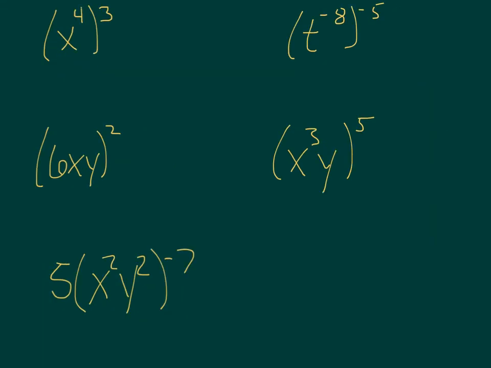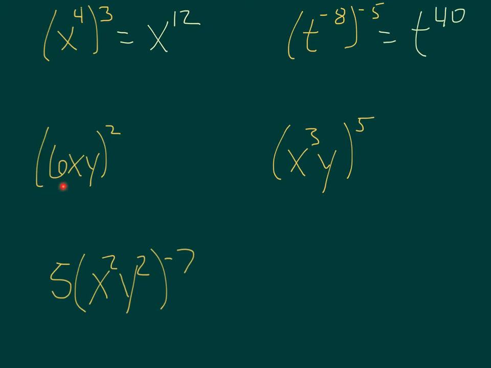So here's a couple examples of powers to a power. So in this first one, we're raising x to the 4th to the 3rd power. So we need to multiply the exponents. This becomes x to the 12th. On this next example, don't worry about the negative exponents until the end, because when we multiply two negatives together, we get a positive, so this becomes t to the 40th.